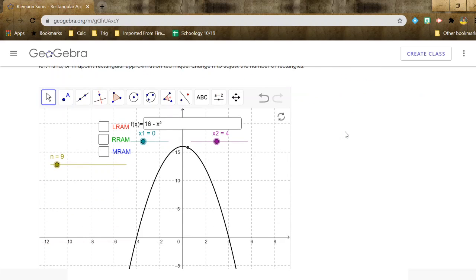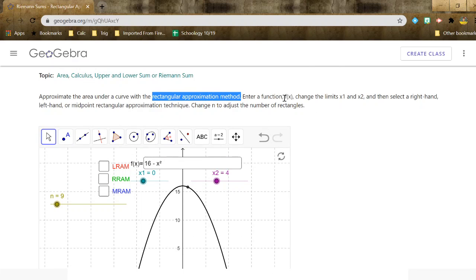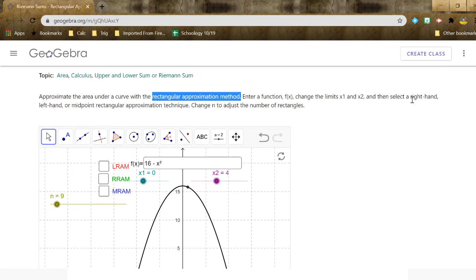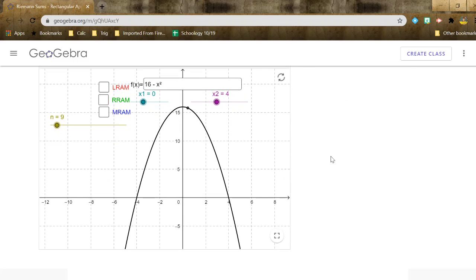Down here, we have a rectangular approximator in order for us to find out the area under a curve. You can enter any function you want. You can change the limits x1 and x2, meaning the beginning and the end of the interval. In this particular case, since we're starting at 0 and ending at 4, we're trying to find the area underneath this curve of 16 minus x squared between 0 and 4. You can see you select either R, L, or M, and change N to adjust the number of rectangles. So just real quick, N gives us the number of rectangles.